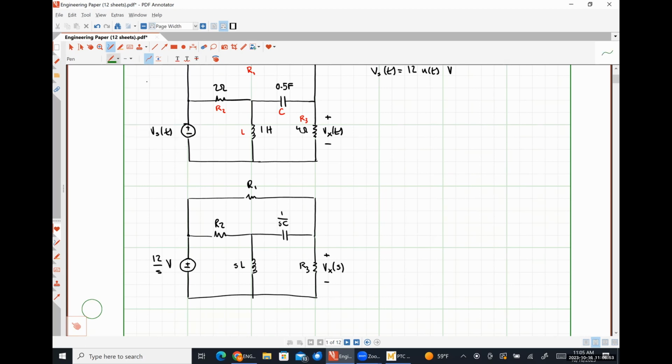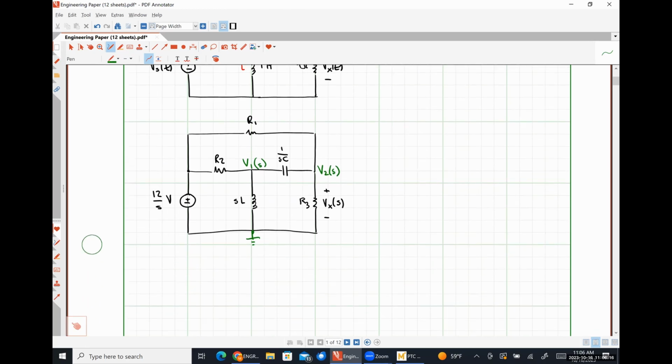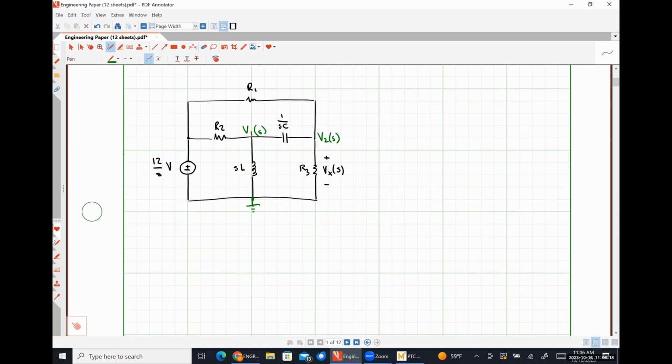I am going to use nodal analysis for this particular problem because I only have 2 nodes with unknown voltages. So this voltage is going to be V1 of S. This voltage will be V2 of S, and I'm going to choose to have my bottommost terminal as ground. So we are literally just going to use good old-fashioned nodal analysis here. So when we apply KCL at node 1, we're going to be adding these currents together.